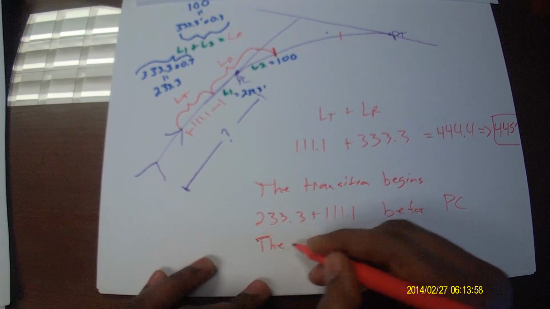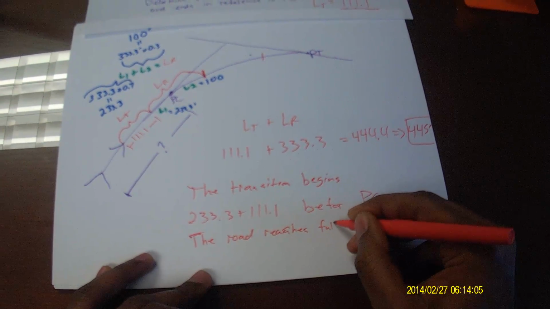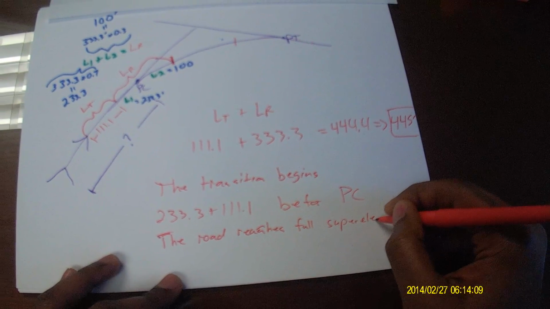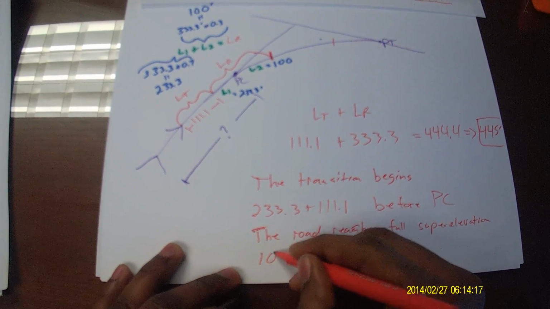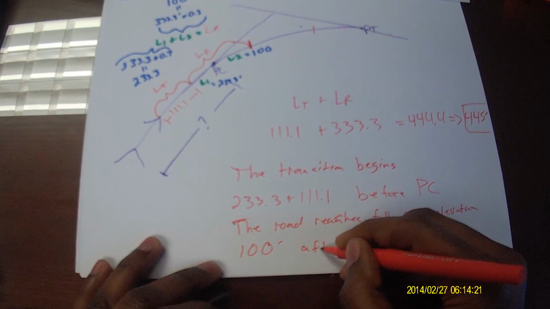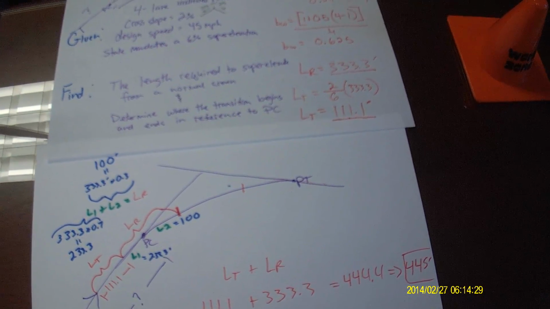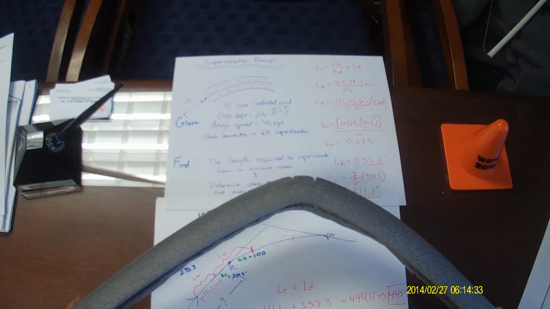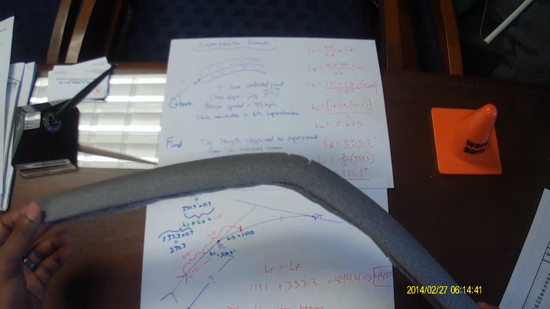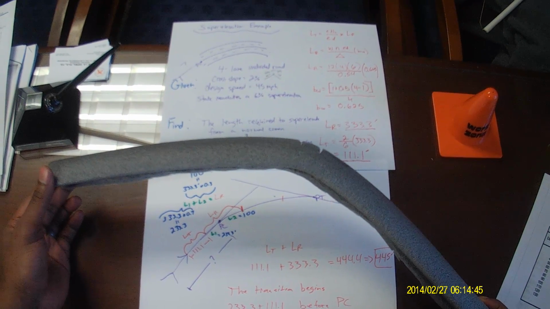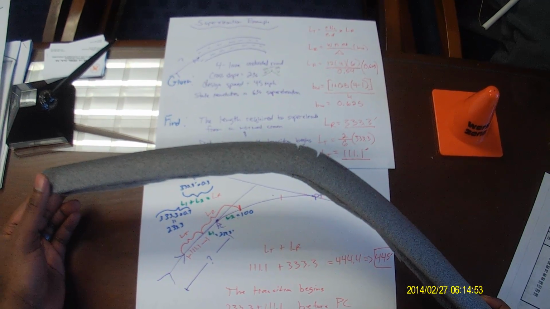and the road reaches full superelevation 100 feet after PC. So basically, this road has been taken from something like this, which is a normal crown, and at 111 feet looked like that, and then after 400 and about 45 feet, it was superelevated.